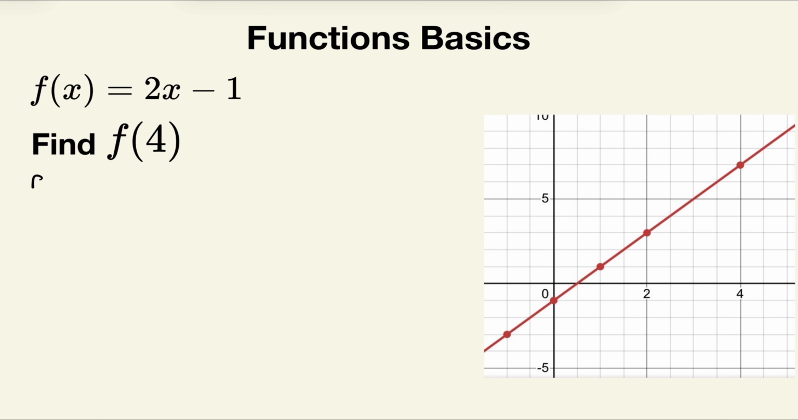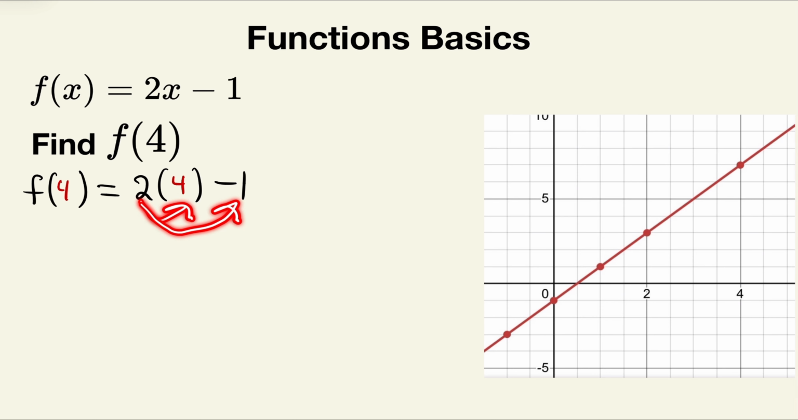So we have f of 4 then, and set that equal to 2 times 4 minus 1. So here, all you're doing is multiplying 2 times 4, which is 8, and 8 minus 1 is equal to 7. So f of 4 equals 7. All right. And so what does this mean? Well, the value of the function at 4 is 7.